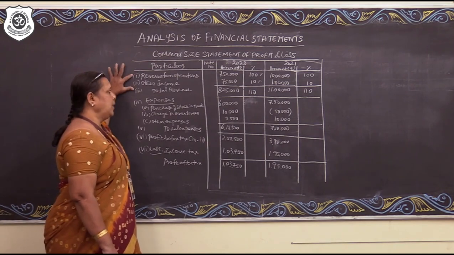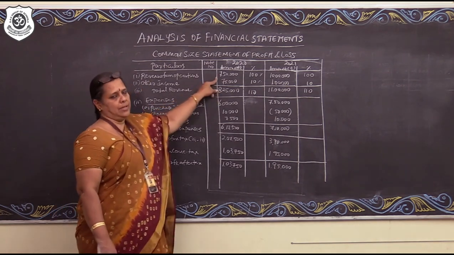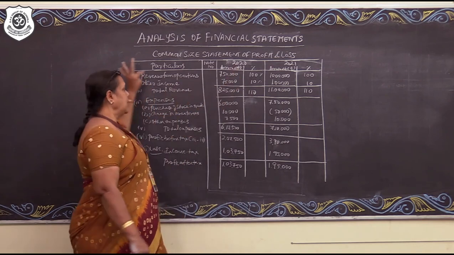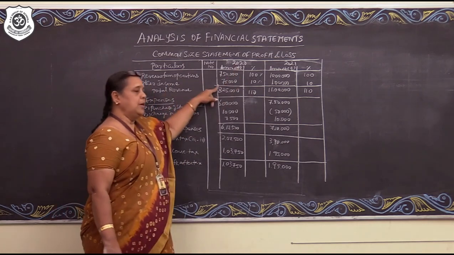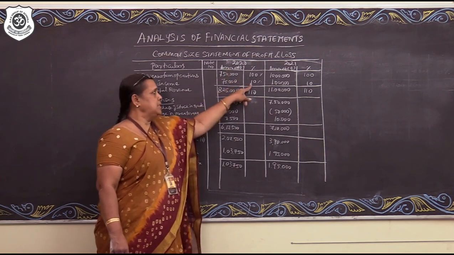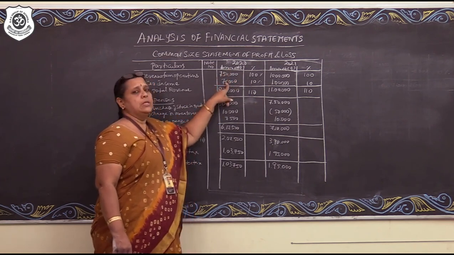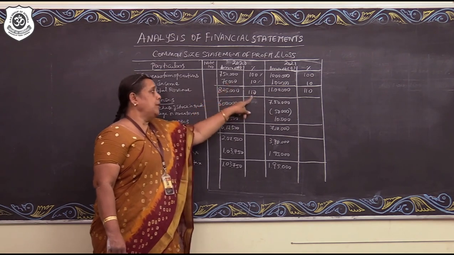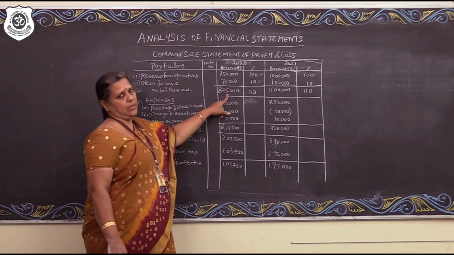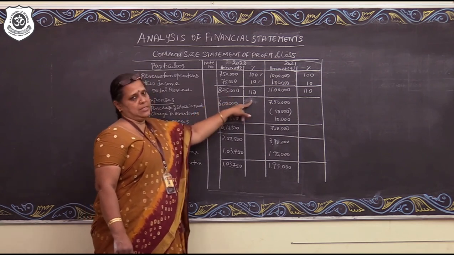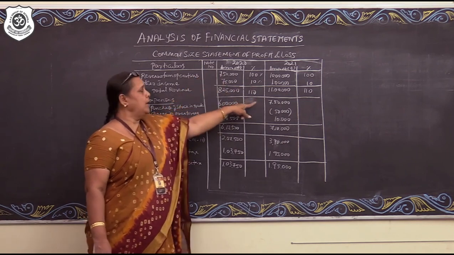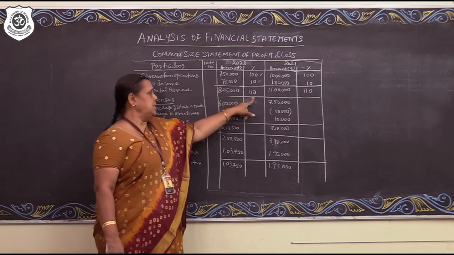Now in 2020, revenue from operations is 7,50,000 rupees, which we are taking as 100%. With that, we are adding other income of 75,000 rupees, which is 10% to the total. So 7,50,000 to 75,000 is 10%. The total comes to total revenue for the organization is 8,25,000, which is 110%. So 8,25,000 divided by 7,50,000 into 100 will give you 110%.